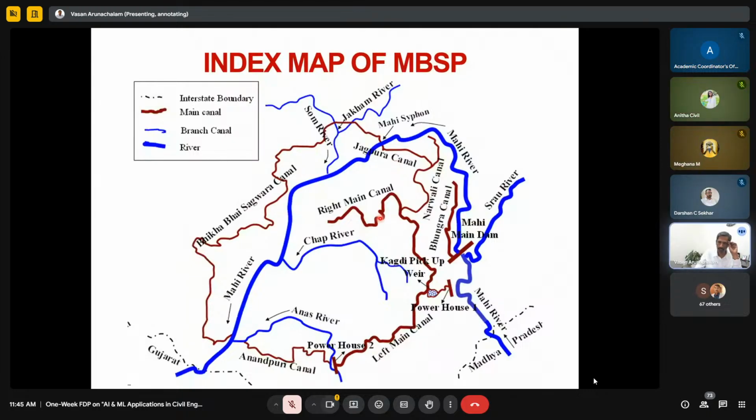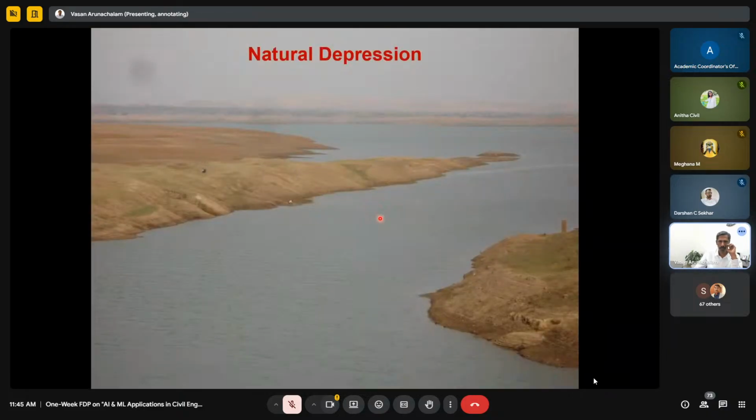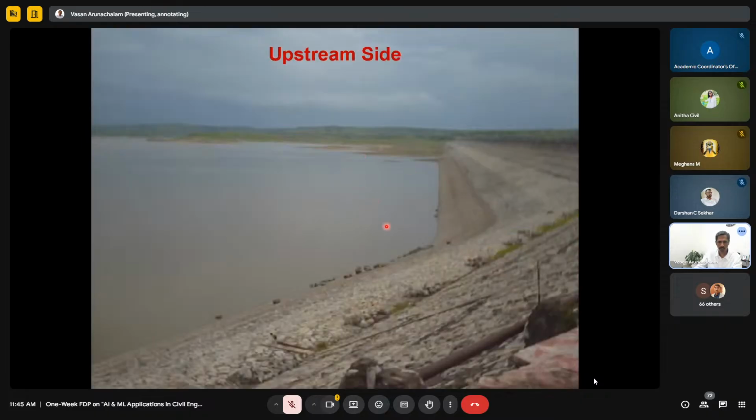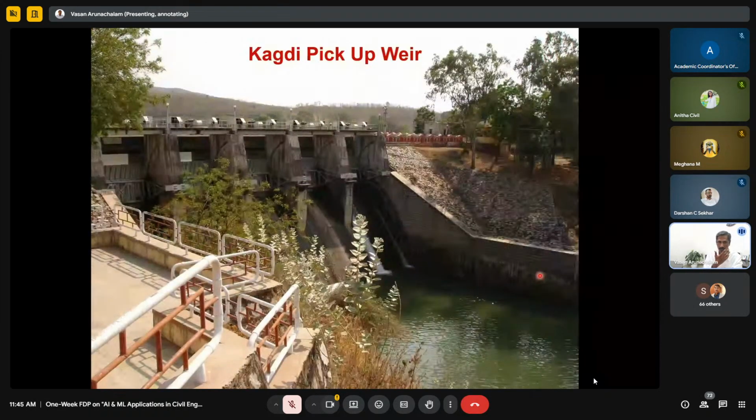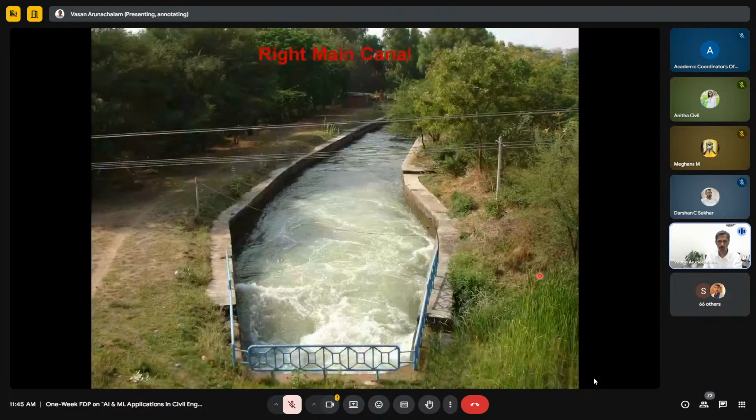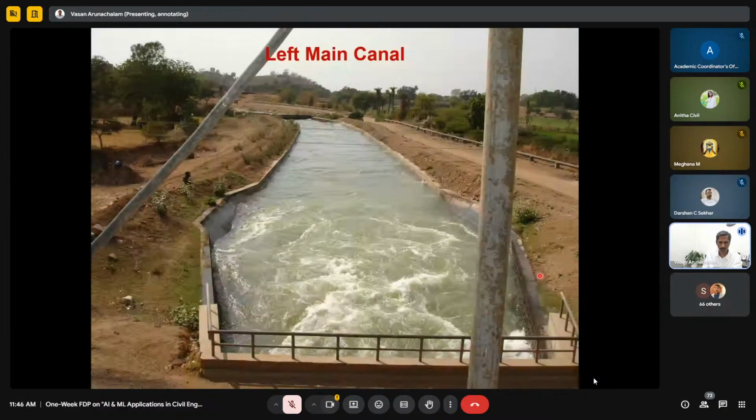And this is briefly the index map of this particular project. Because of the natural depression, this is the upstream side of the reservoir, and this one is on the upstream side. Once again, this was a picture which I took somewhere around lean month time, where the water was low. This is simply powerhouse 1 where the water gets to, and this was the balancing reservoir from where the water is going to go. This is here, the right main canal and the left main canal, where water keeps flowing to subsequently the agricultural fields for farming.